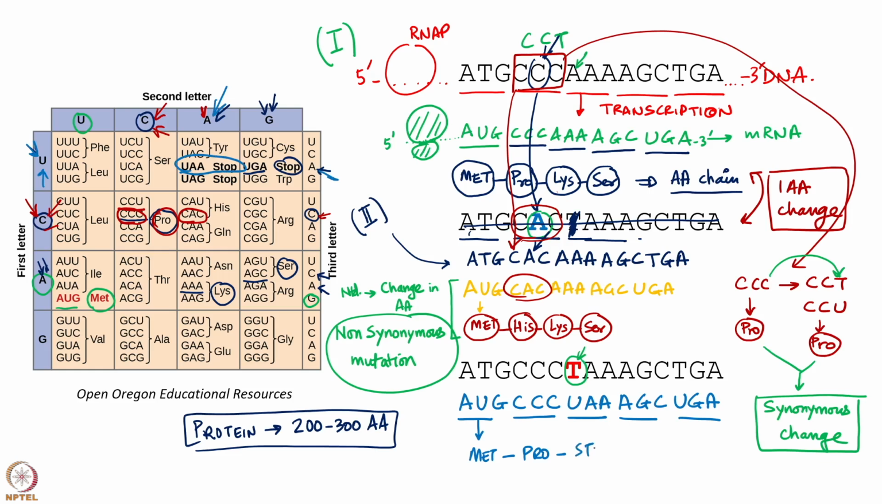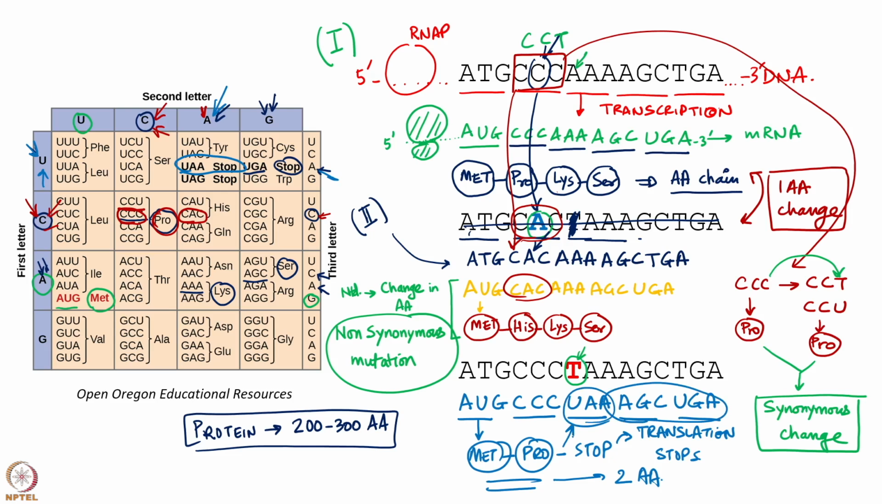So, this is actually a stop, nothing happens and we get an amino acid chain which is only 2 amino acids, and the process of translation stops here. What comes after it is irrelevant because the ribosomal subunits have already disassembled after they read this triplet UAA, which corresponds to a stop codon.